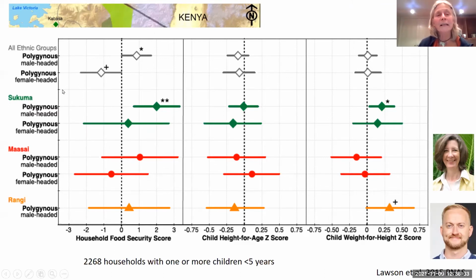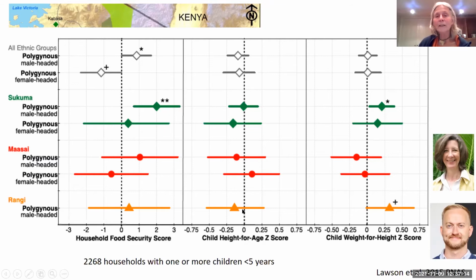What you would expect is that all of these estimates, whether for household food security, child height for age or child weight for height, given that our base category is monogamy, would be negative for polygynous households, which we define in slightly different ways. And you can just see that they go all over the place. Sometimes they're a little bit negative, almost always they overlap zero. In some cases, polygynous households are actually doing better in some ethnic groups, particularly the Sukuma.